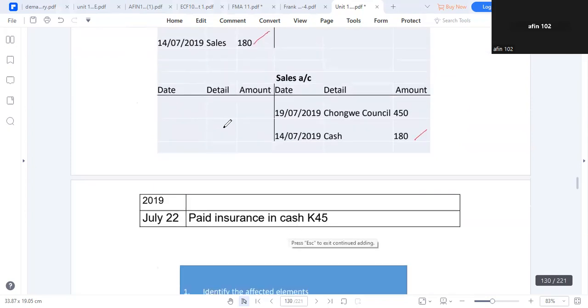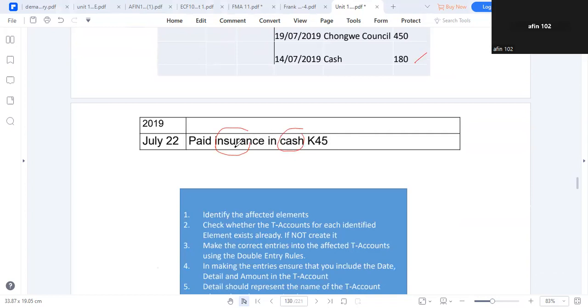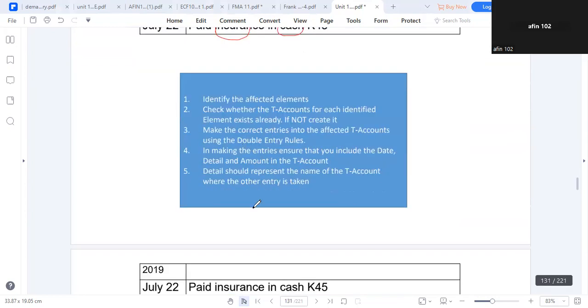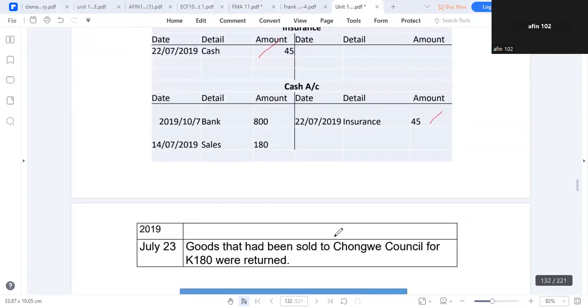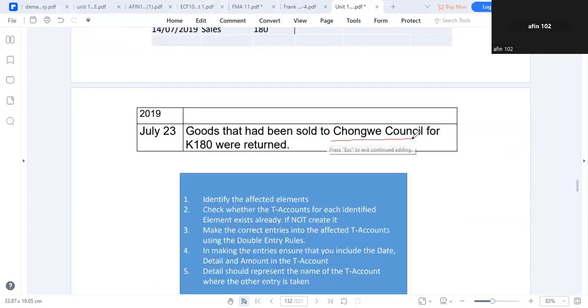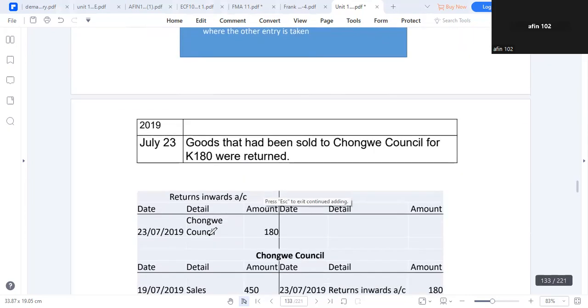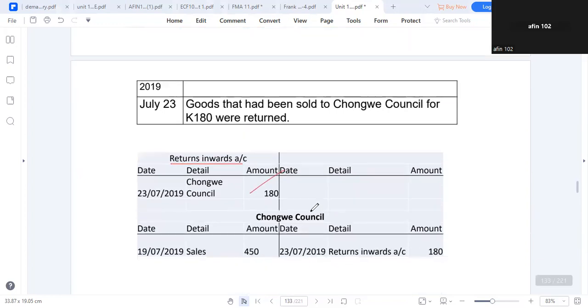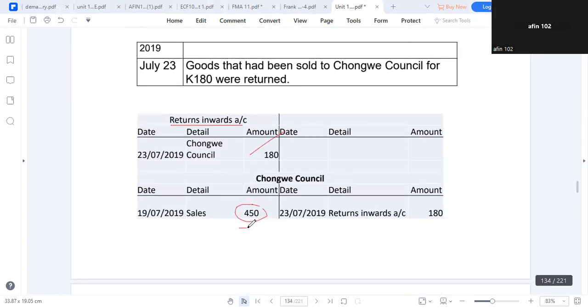So paid insurance for 45 by cash. So cash is giving out and insurance, we're receiving the service. So insurance 45, cash 45. Then goods had been sold to Chongwe Council for 180 that were returned. So council had returned to us. So we're looking at sales returns. So we're going to reduce our sales, and also we're going to open the sales returns account. So we go here, returns inwards, 180. This one at 450. To reduce, we don't subtract in accounting, we just open an opposite transaction. So we call it the returns inward.